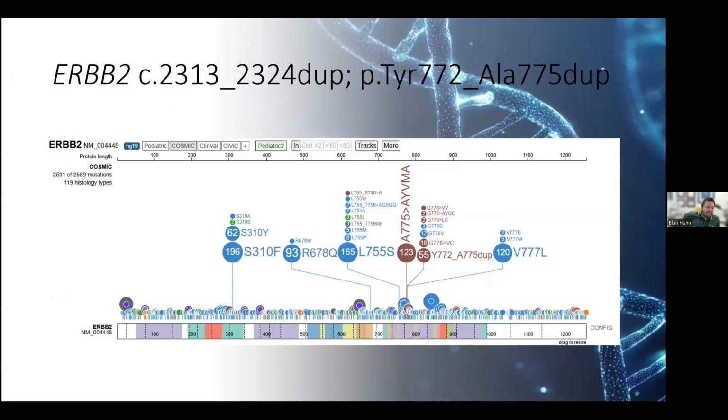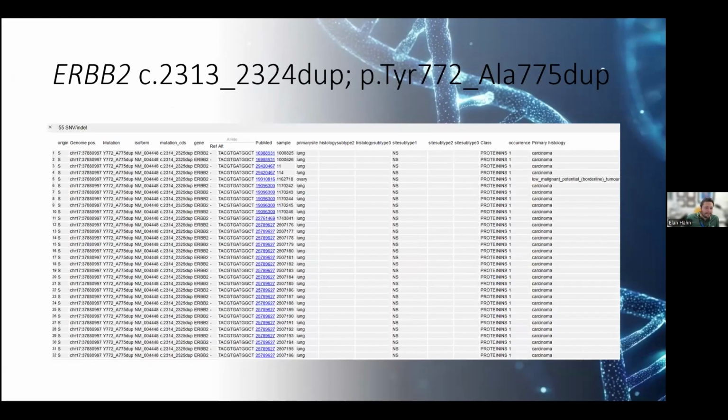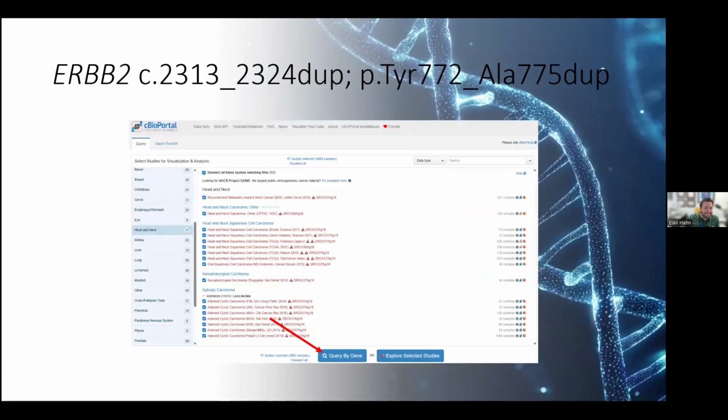Looking at this mutation in ProteinPaint, and specifically COSMIC in ProteinPaint, I wanted to see what we have seen it in, because it's sort of strange to be seeing this in sinonasal squamous cell carcinoma. So mostly lung, some ovary in the COSMIC database.